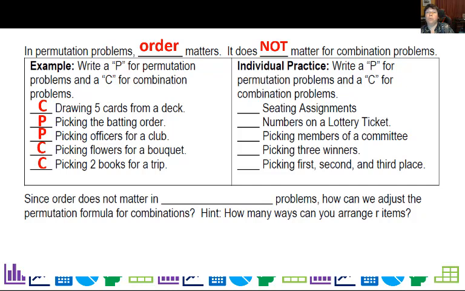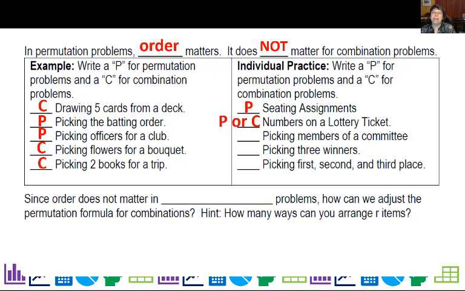Seating assignments. Oh, position definitely matters on that. Numbers on a lottery ticket. That one could go either way. It depends on the lottery ticket. So some of them the order does matter and some of them it doesn't. So like the old-fashioned lotto was a combination. You just had to get the correct set of numbers out of the 50.